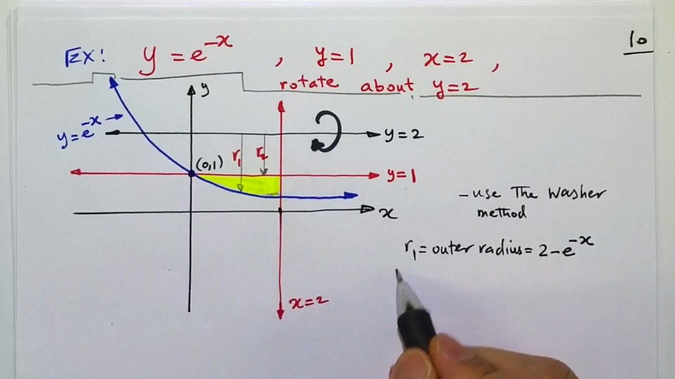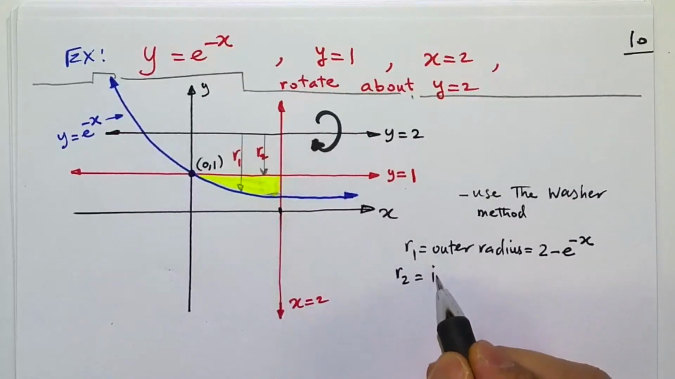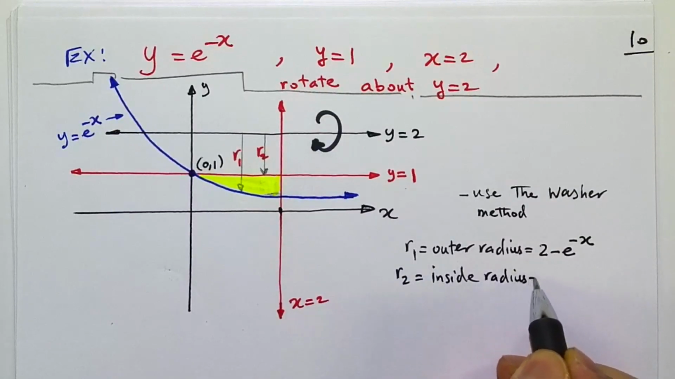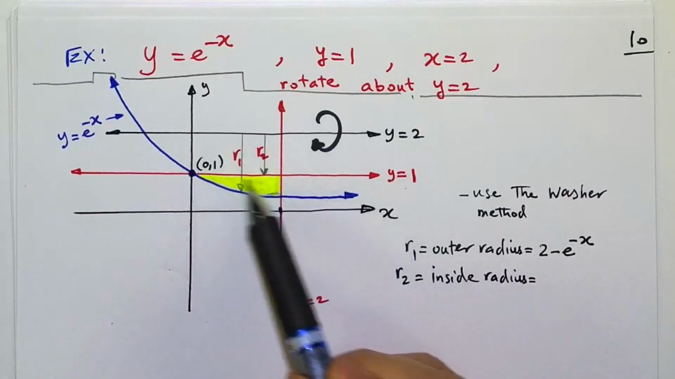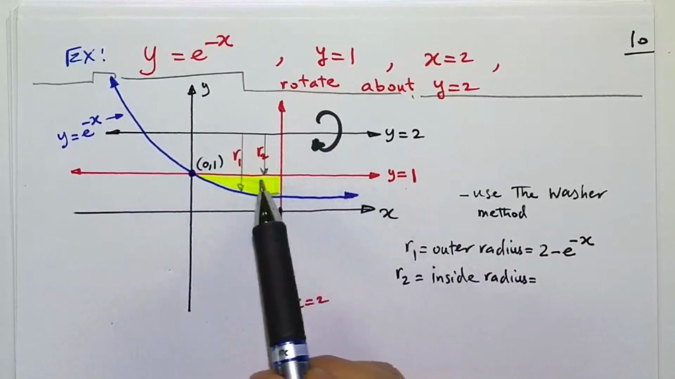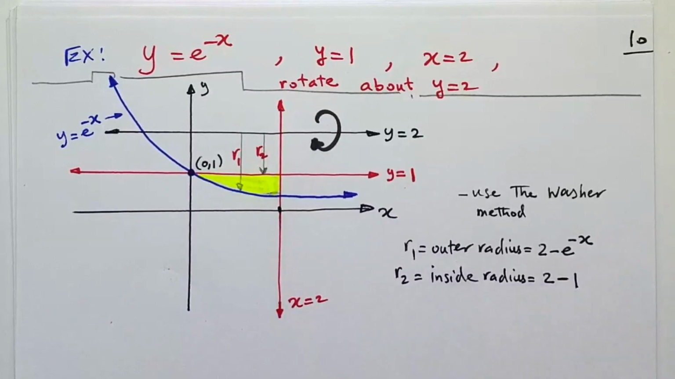Now R2 is clearly the inside radius. And that'll again be 2 minus the vertical distance that is represented by this y equals 1 line. So 2 minus 1. I'll write it that way so it's clear where that 1 quantity is coming from. It's coming from that difference.